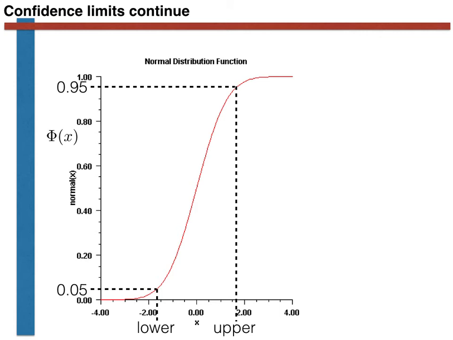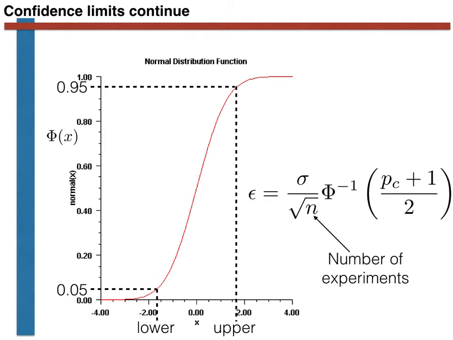The process of calculating the statistical errors can be made even simpler by exploiting the derivation that is explained in my other video on the central limit theorem. This derivation proved the following relation between the level of statistical confidence PC and a quantity epsilon, which measures either the sample mean minus lower or upper minus the sample mean.